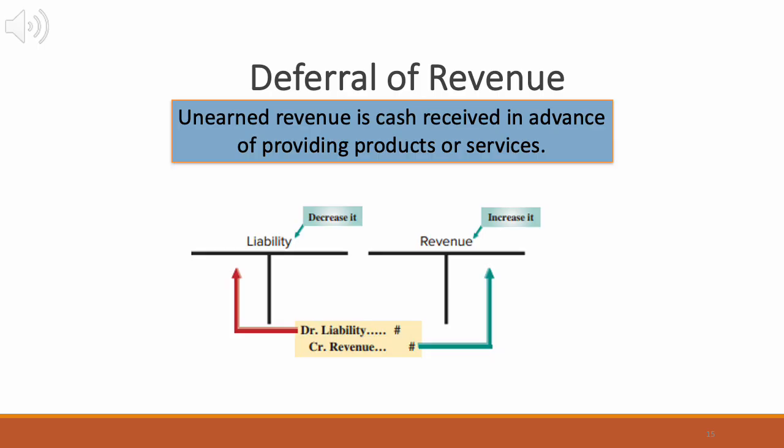Sometimes businesses receive cash before they actually provide a product or service. When that happens, the money received is called unearned revenue. Why? Because the company hasn't earned it yet. It still owes the customer something. That's why unearned revenue is recorded first as a liability, not as income.